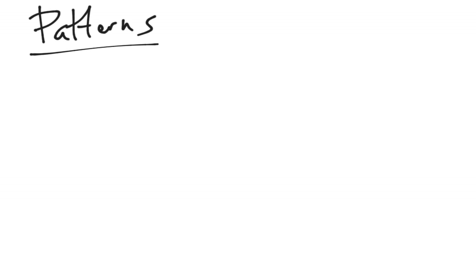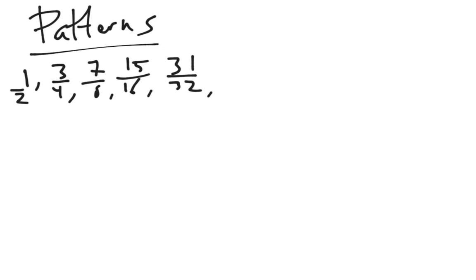Part of getting good at sequences is to recognize patterns. Let's say that we had the example of 1 half, 3 fourths, 7 eighths, 15 sixteenths, 31 thirty-seconds, etc. Now you might be able to notice a pattern.